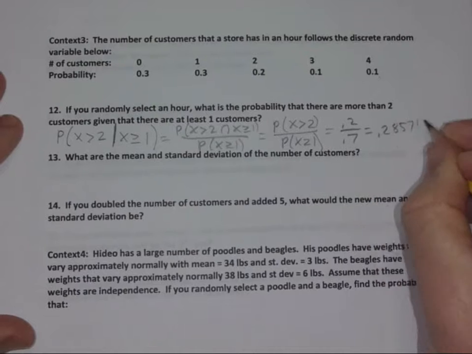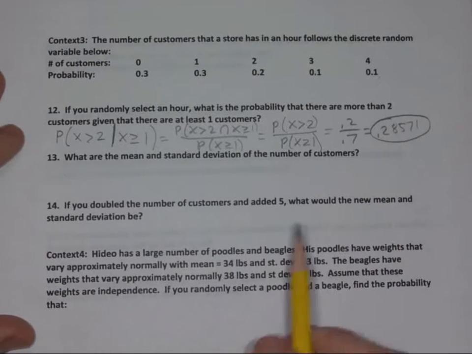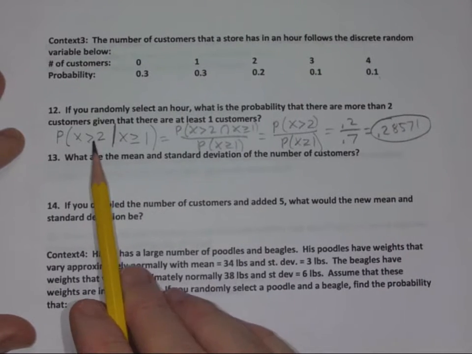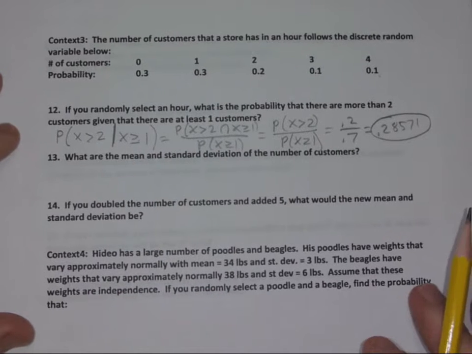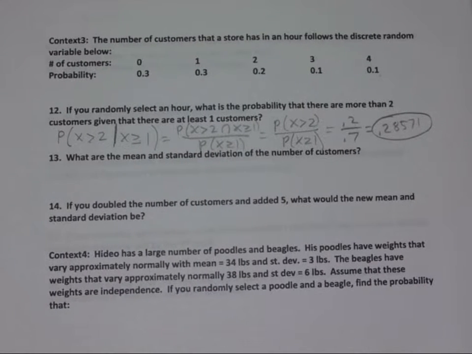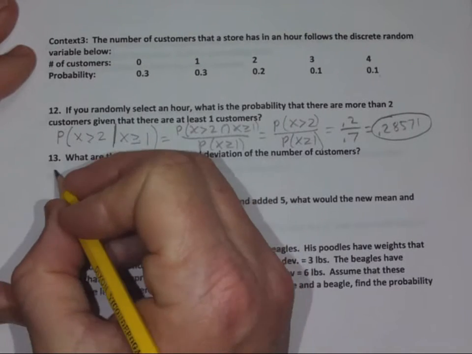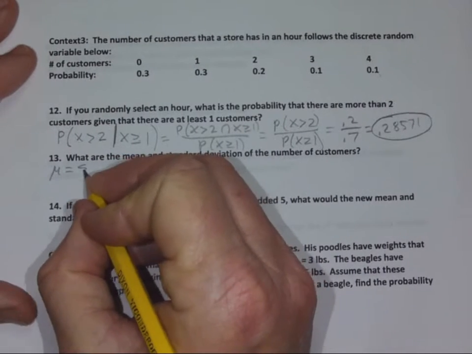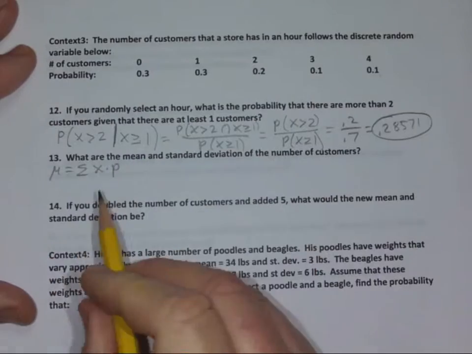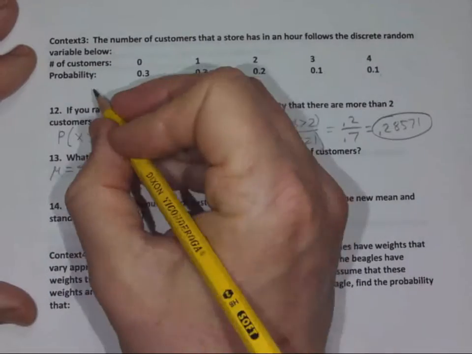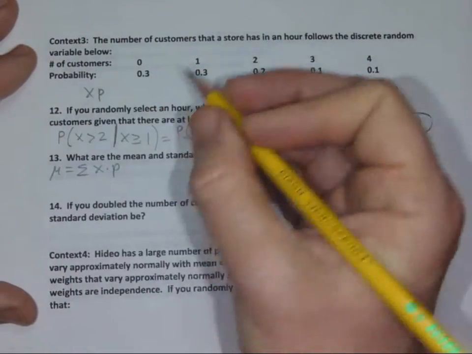So these conditional problems with random variables are in essence just going to be the probability of that over that. All right, and then what are the mean and standard deviation of the number of customers? Those are the formulas we talked about on the formula sheet. The formula for the mean is the sum of your x times your p's. That sigma means sum of x times p. So what we'll do is find the x times p's and add them up.